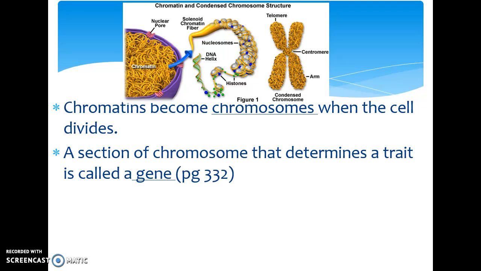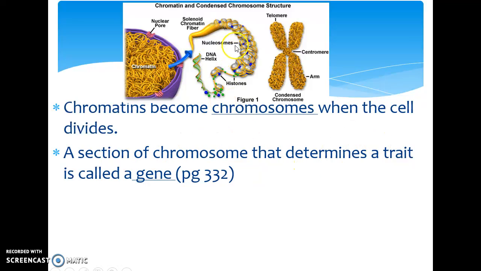So as a review, chromatin becomes chromosomes, and then it's a section of these chromosomes that determines a trait, and that is called a gene. So I wish I was there to show it to you, but here's a chromosome. From here to here is going to be a gene. It's going to have different sequences, A's, T's, C's, G's. It might be 4 letters long. It might be 400,000 letters long. But this section of DNA will make a protein, which therefore makes your trait.